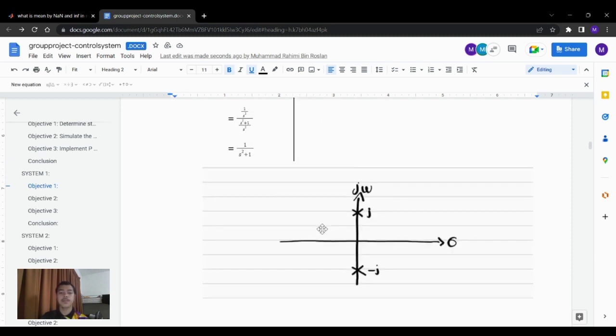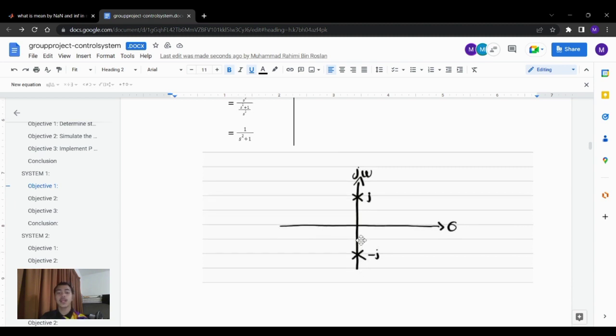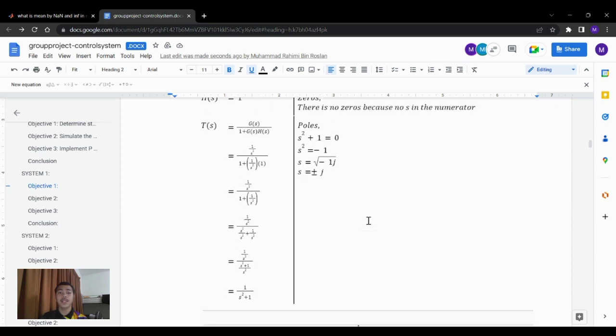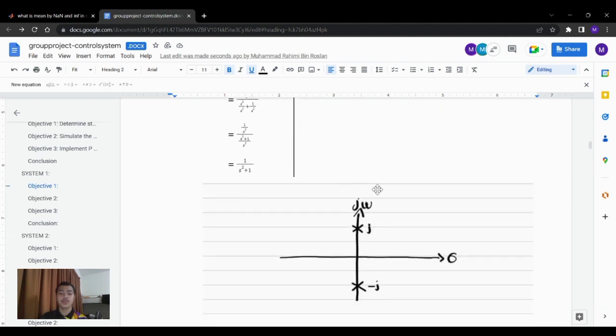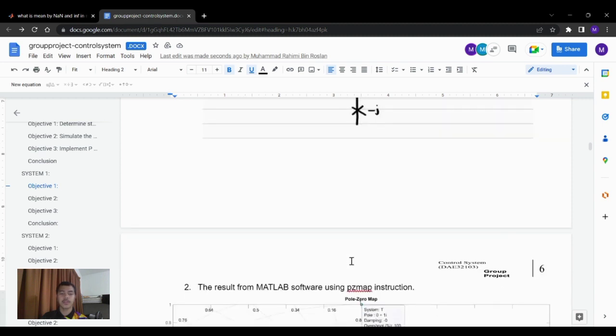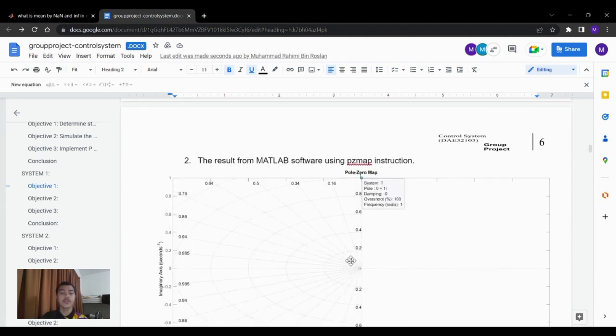Okay, this is the pole zero plot. As we can see here, j and negative j are on the imaginary axis, so I plot them on this imaginary axis. Okay, moving on to number 2.